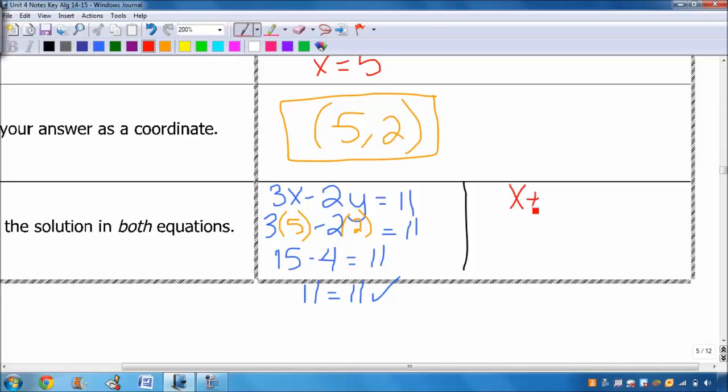So x plus 2y equals 9. Okay, so every time I see an x, I'm going to replace it with 5. Every time I see a y, I'm going to replace it with a 2. So right here, this is going to be a 2, and this is going to be a 5. So then when I add it all together, I get 5 plus 4 equals 9, 9 equals 9, and now I am good to go.